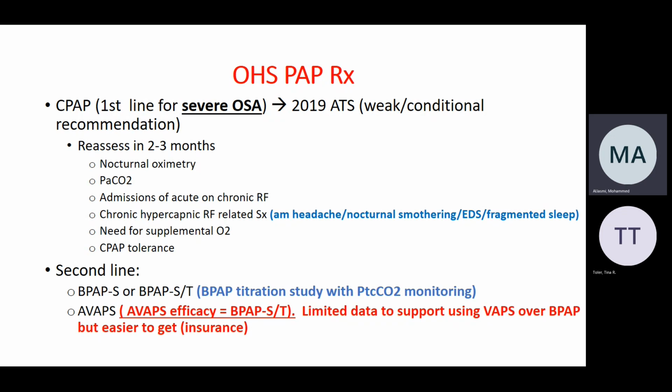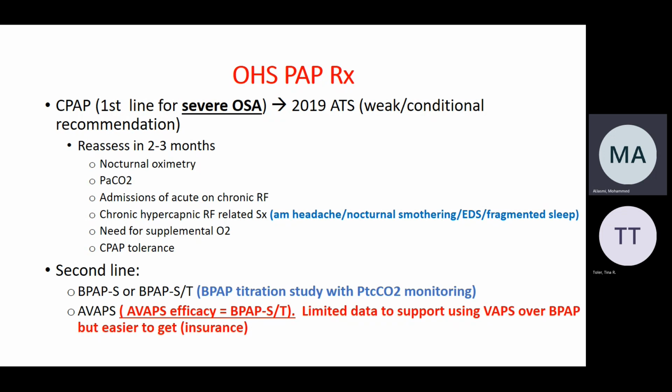And you assess for the symptoms that are non-specific, but they can tell you a lot about the chronic hypercapnic respiratory failure. Morning headache, nocturnal smothering at night, sleep fragmentation, excessive daytime sleepiness. So you need to assess for these symptoms when you see the patient because they are one of the parameters that you will be looking at when assessing the efficiency of the CPAP or whatever PAP treatment that you're using to treat the hypercapnic respiratory failure.